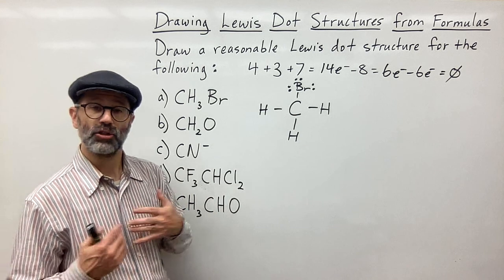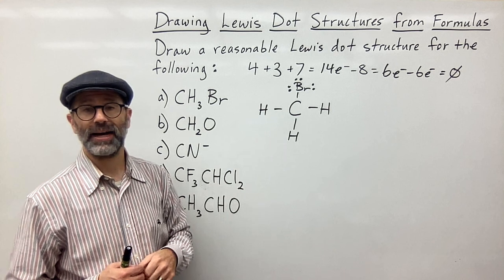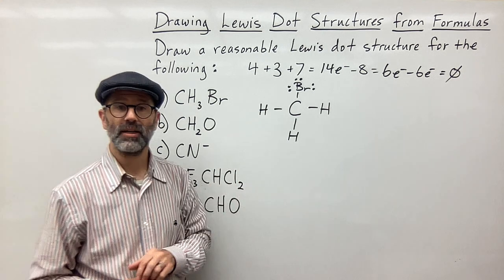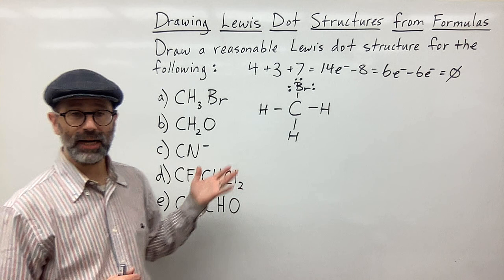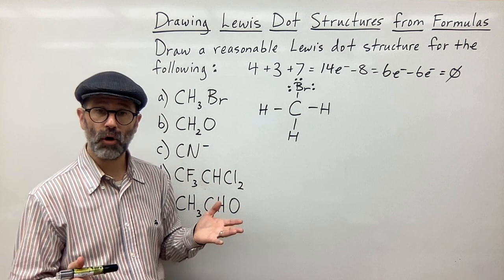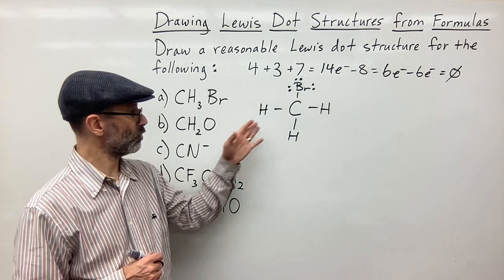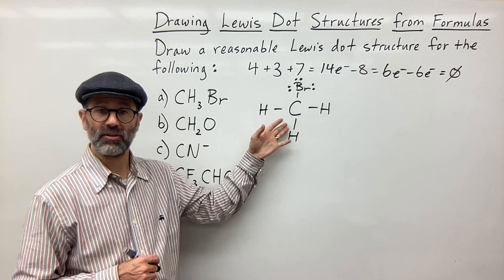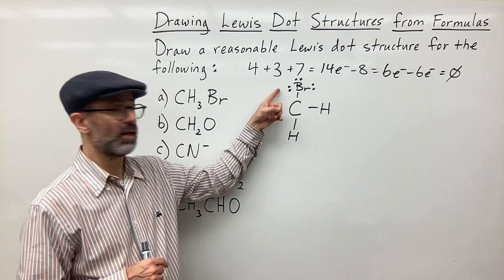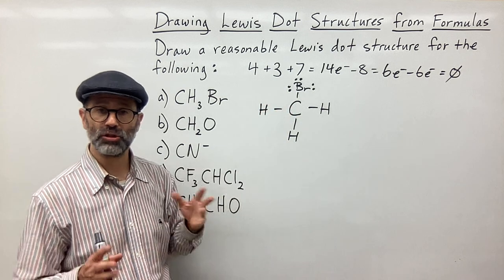So if I had 2 electrons left over, I would put 1 lone pair on the carbon. If I had 4 electrons left over, I would put 2 lone pairs on my carbon. But in this case, I don't have any electrons left over, so I can skip step 4. And step 5 would be if my central atom doesn't have an octet, then I would have to move electrons from one of the outer atoms, and create double and triple bonds.